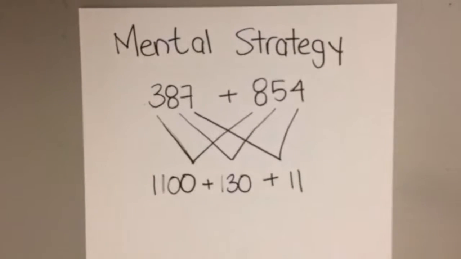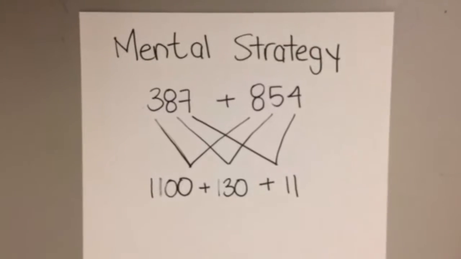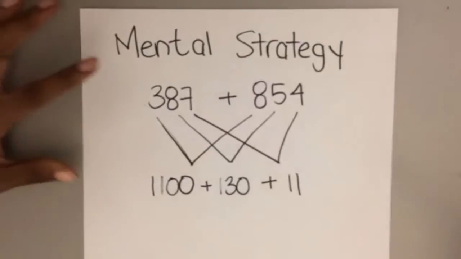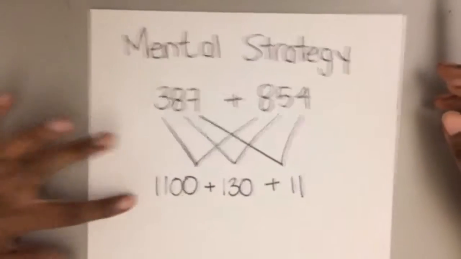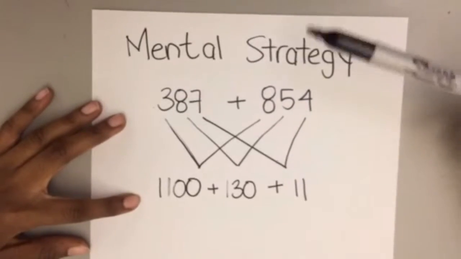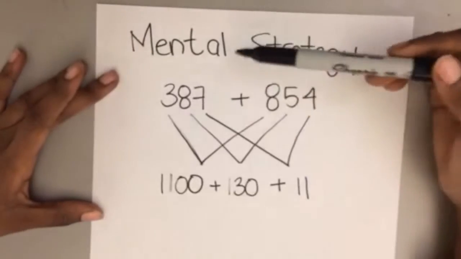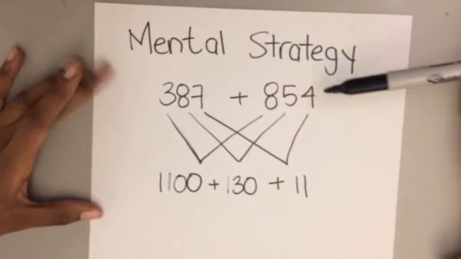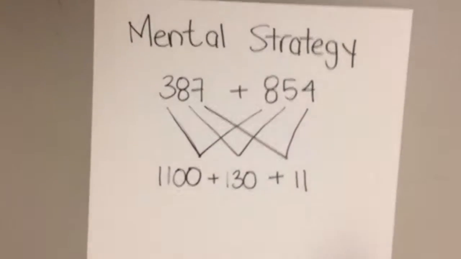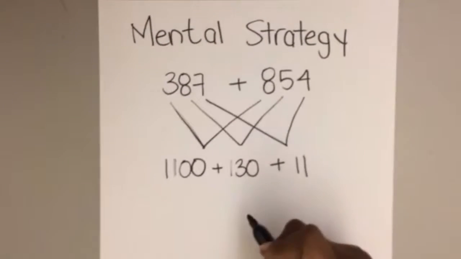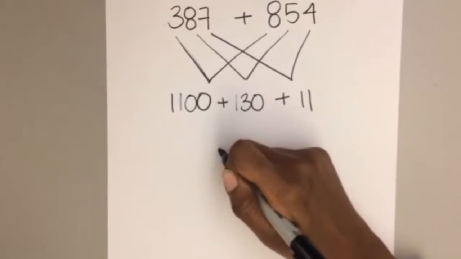So my next strategy is my mental strategy. For my 100 place value, I'll be adding 300 to 800, which will equal 1,100. And for my tens place value, I'm going to add 80 to 50, which will equal 130. And for my ones place value, I'm going to add 7 to 4, which will equal 11. And if I wanted to, I could split even more.